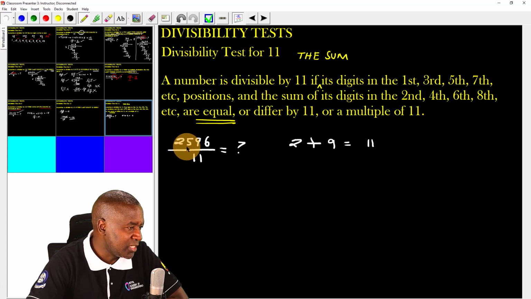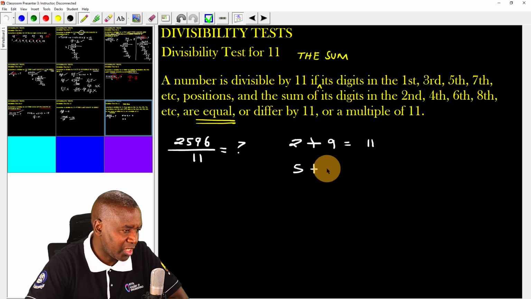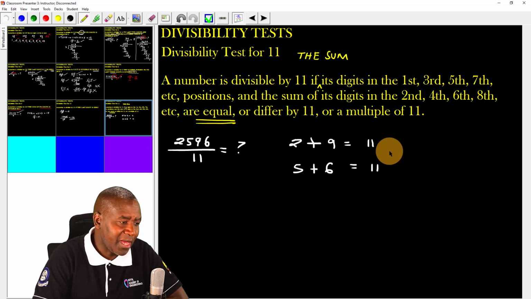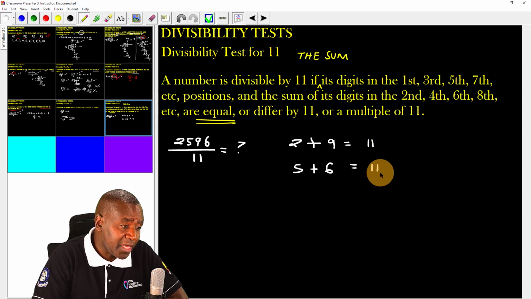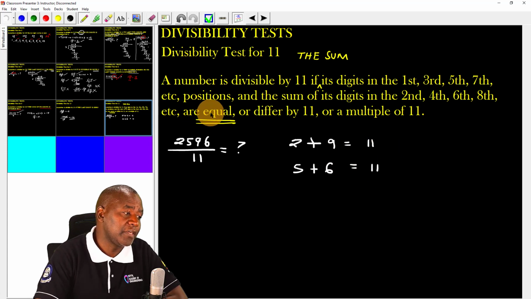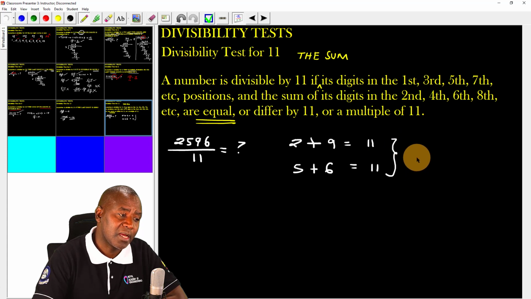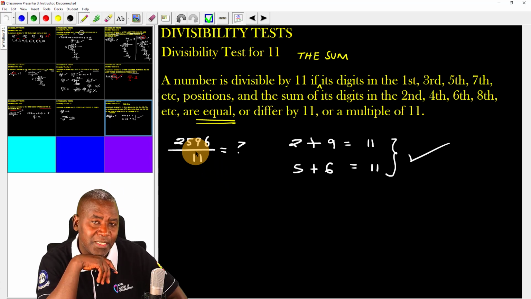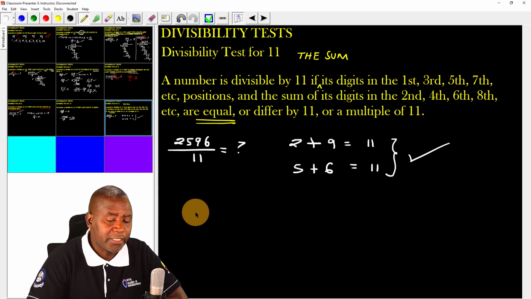Next, what digit do I have in the second position? I have 5. What digit do I have in the fourth position? I have 6. Again, this is 11. Are the two equal? If they are equal, the condition has been fulfilled. Since these two numbers are equal, then this number is exactly divisible by 11. So 11 is a factor of 2596. Let's look at another example.